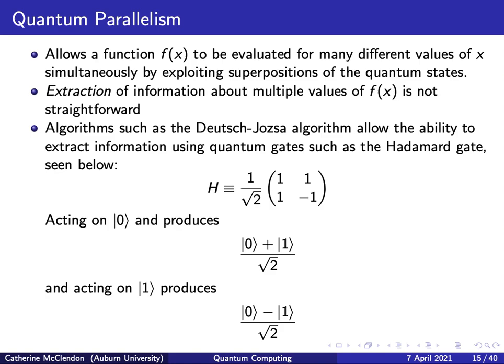Seen below, this is the Hadamard gate, 1 over square root of 2 times the matrix 1, 1, 1, negative 1. This quantum gate acting on 0 produces (0 plus 1) over square root of 2, and acting on 1 produces (0 minus 1) over square root of 2. So it will always produce a result that's exactly halfway between 0 and 1.